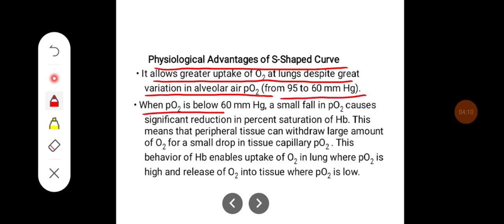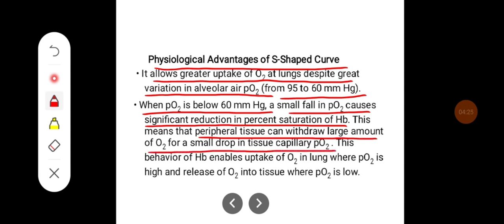When PO2 is below 60 mmHg, a small fall in PO2 causes a significant reduction in the percentage of saturation of hemoglobin. This means that peripheral tissue can withdraw a large amount of oxygen for a small drop in tissue capillary PO2. This behavior of hemoglobin enables uptake of oxygen in the lung where PO2 is high, and release of oxygen into the tissue where PO2 is low.